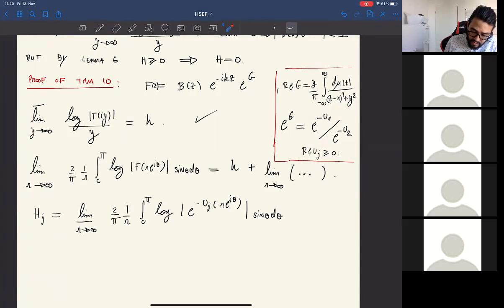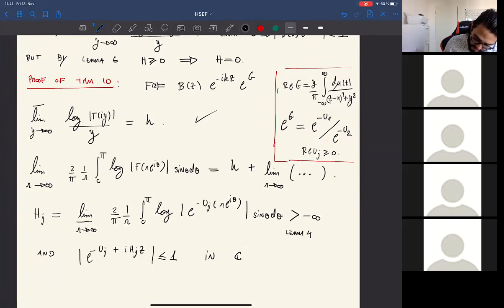Then I can say that this indeed is finite, and this is by lemma 4, so this is greater than minus infinity. This is by lemma 4, which we just showed, because we do have two functions that are bounded by 1. And again by lemma 4, this function with u_j plus i h_j z still is bounded by 1 in the upper half plane.